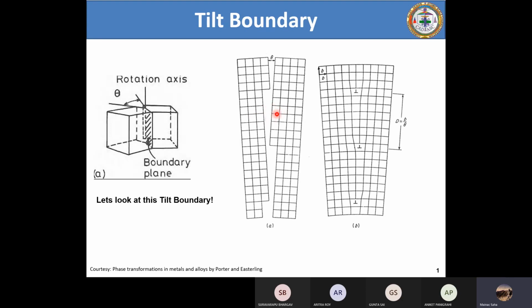Only 1, 2, and 3 atoms will be surrounding it. Okay, so this gives you another idea: a grain boundary is always a region which has a higher energy associated with it. Okay, and this is a kind of surface energy.